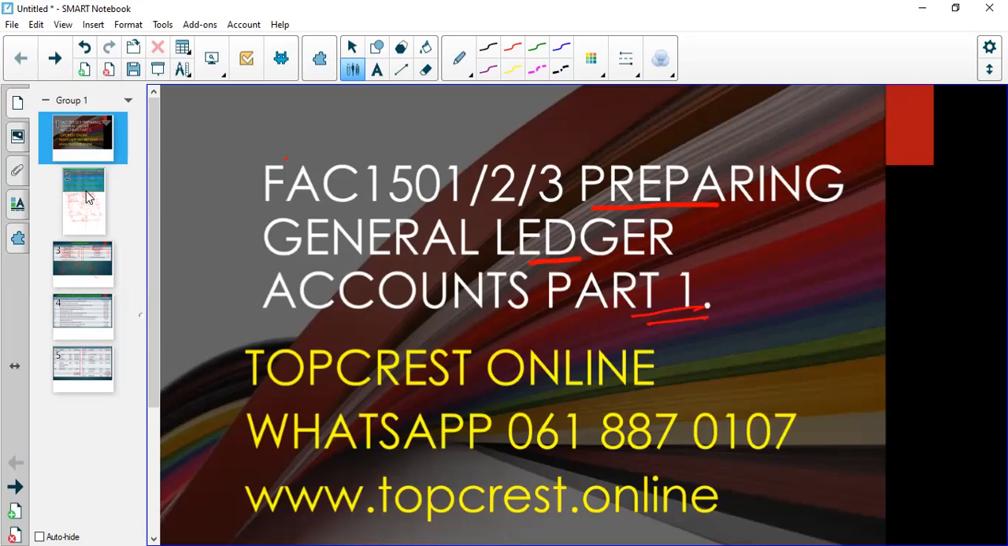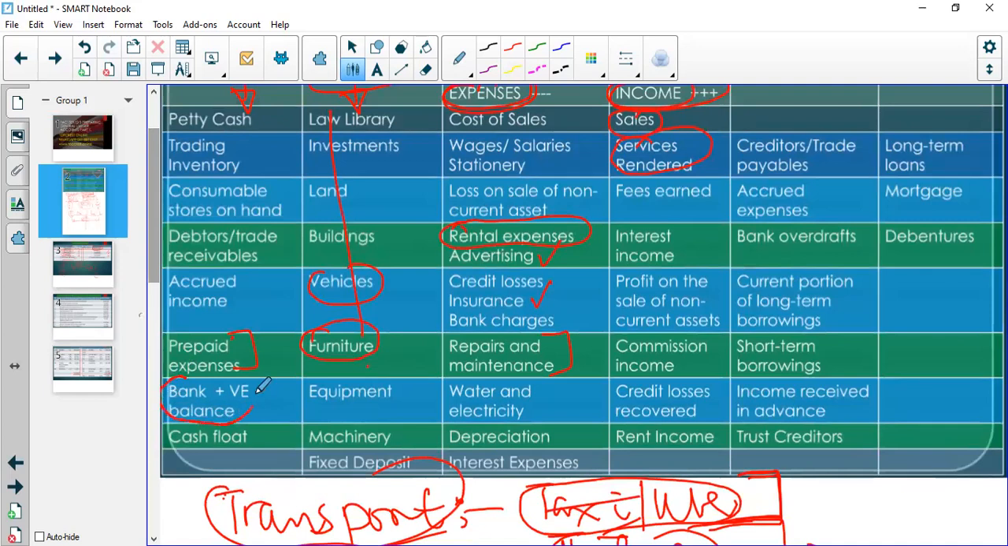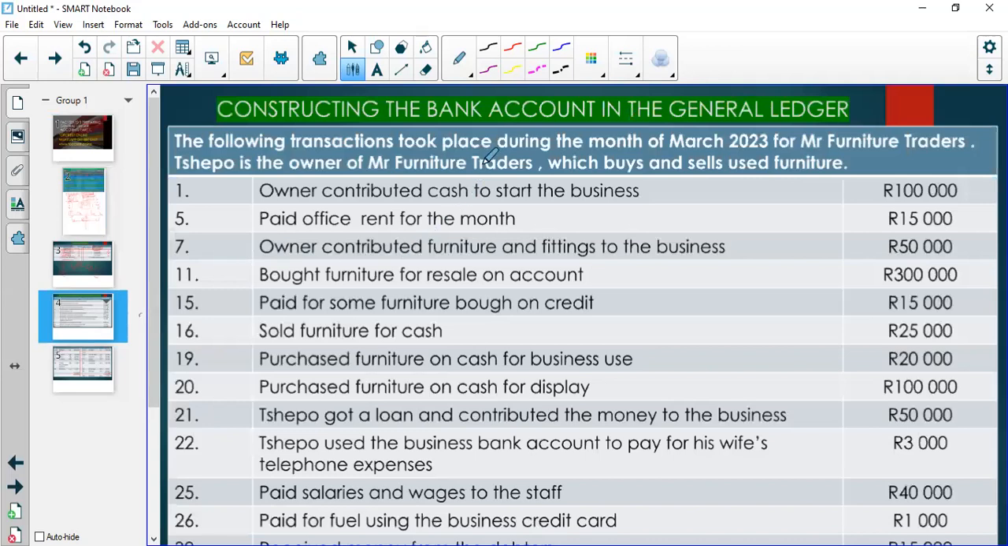Right. So the first thing you need to remember is that the bank is generally an asset account. All right. So if you want to open a general ledger account for bank, know that you've opened a general ledger account for an asset. But sometimes bank is affected by the balance. If the balance is positive, then it's an asset. And if the balance is negative, then we have a bank overdraft, and it's a liability because we owe people now in our bank account. Brilliant. So let's start with the construction of the bank account in the general ledger.